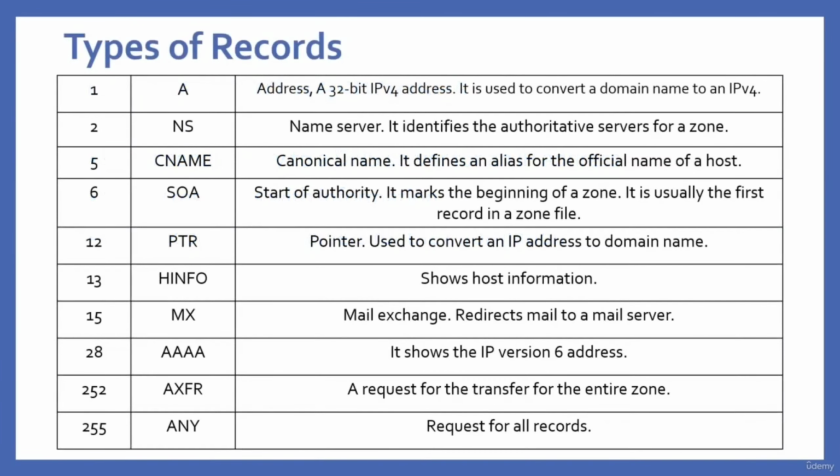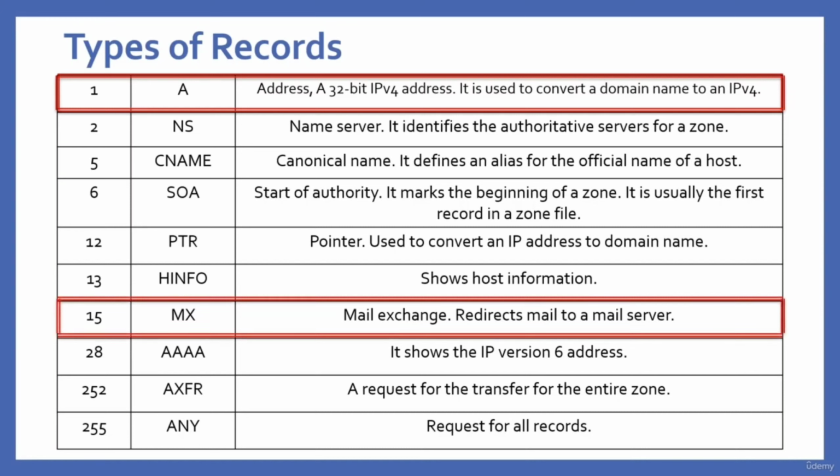With DNS, there are a number of types of records. Some commonly seen records are a type A record. That's for an IP version 4 address. You might also see a mail exchange record. This will redirect mail to a mail server. A AAAA record shows the IP version 6 address. Now, why is it called quad A? Well, IP version 4 is a 32-bit address. IP version 6 has 128 bits. It's 4 times as large as an IP version 4 address, and that's why it's called a quad A.